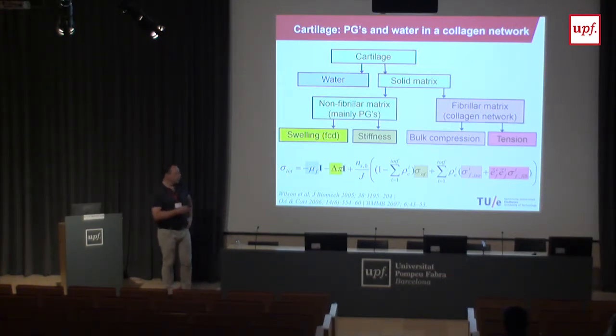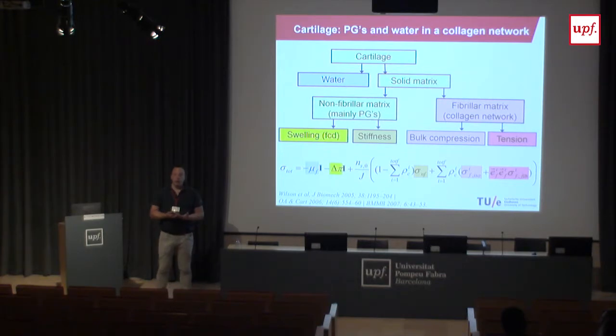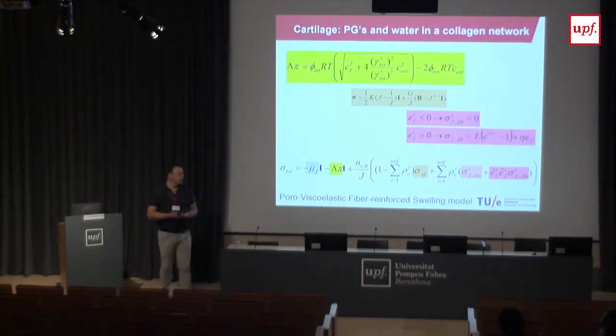So this equation is the basic equation that governs our cartilage material behavior, and we call that a swelling, fiber-reinforced, poroviscoelastic model for cartilage. Why viscoelastic? Why poroviscoelastic and not poroelastic?